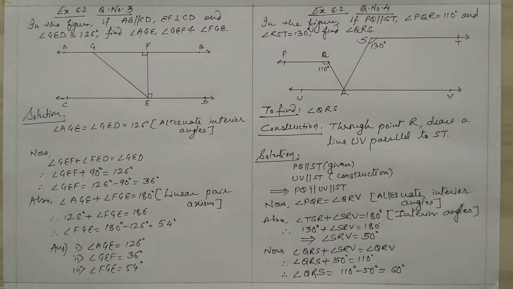Hope you have understood this question number 4. We can write here answer: angle QRS is 60 degrees.